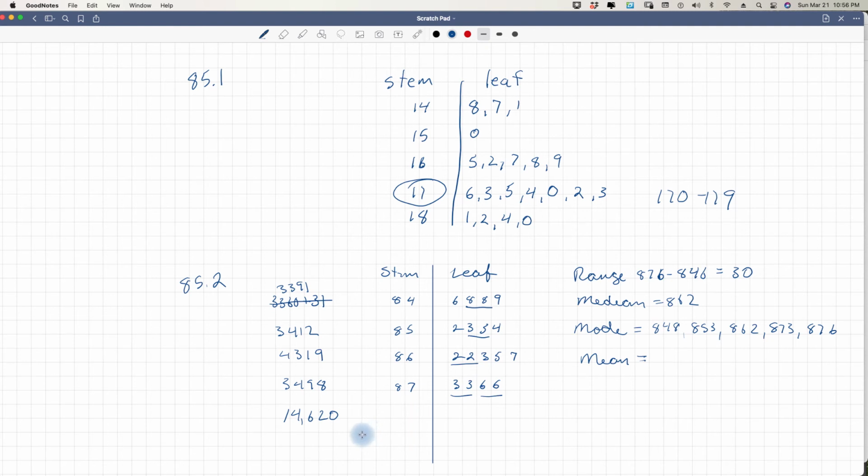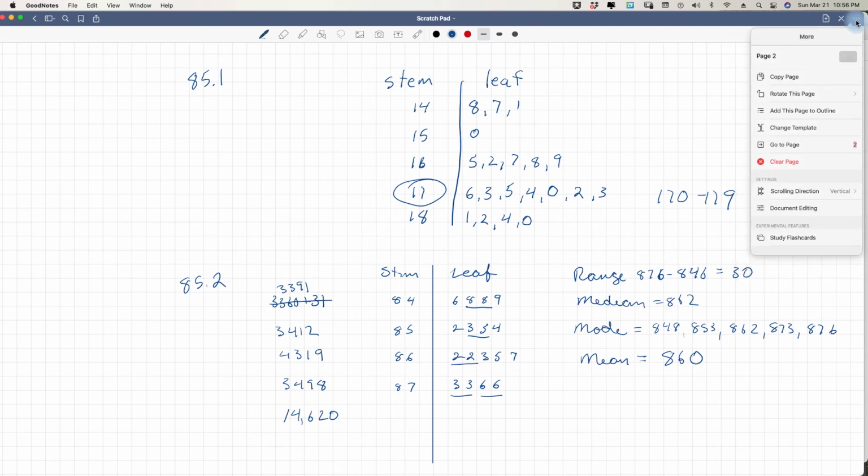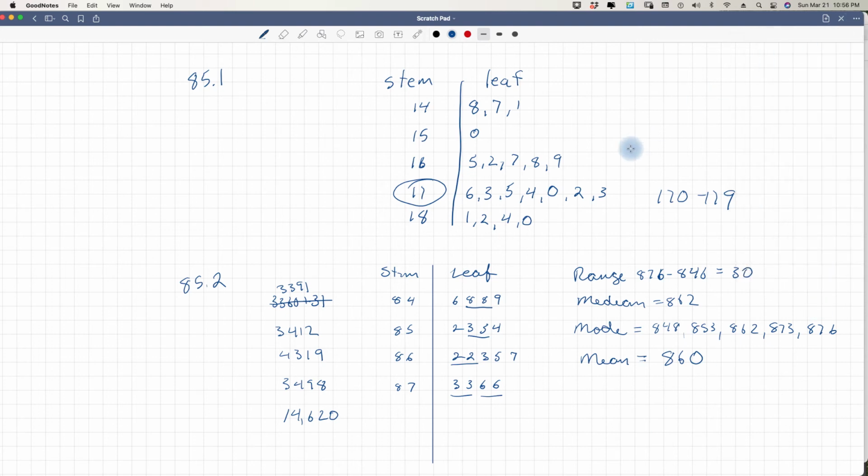So if we take that number and we divide it by 17, which is the total number of scores we have, we get a mean of 860. All right, and that's all we have for stem and leaf. You can see how effective they are, how much faster they are when you want to do some calculations or analyze some data. So let's clear this page and move on to histograms. Actually, I think I have histograms right down here.